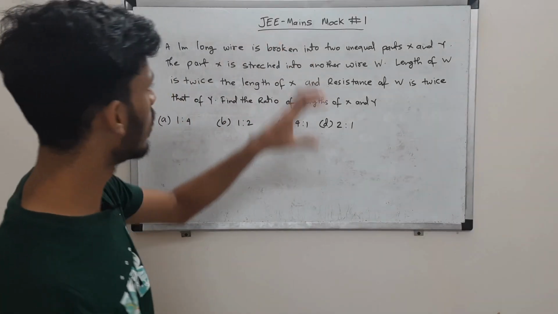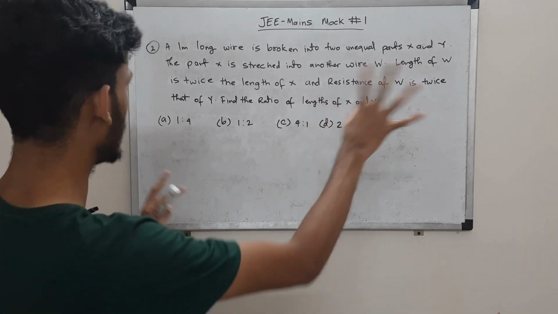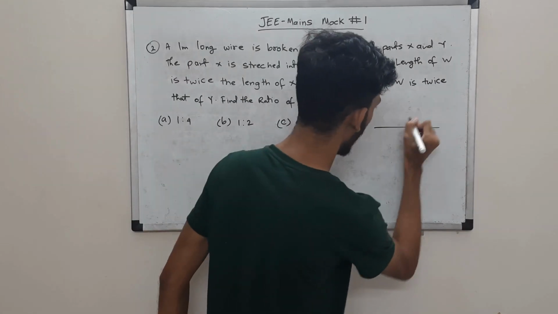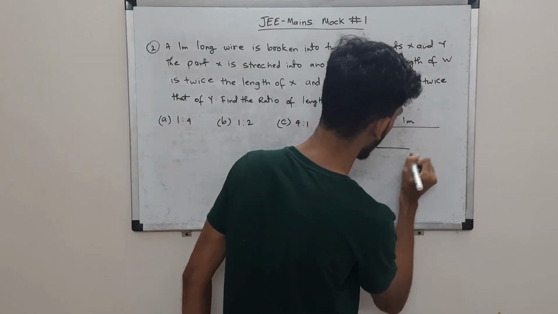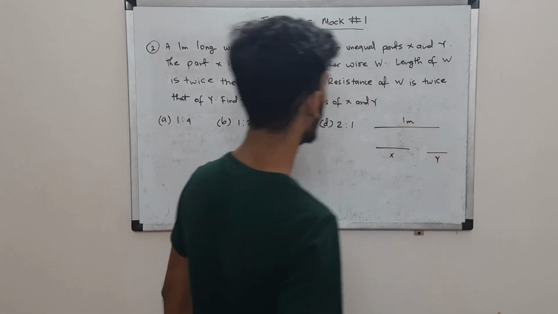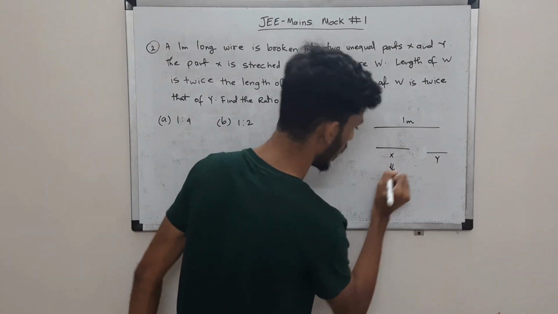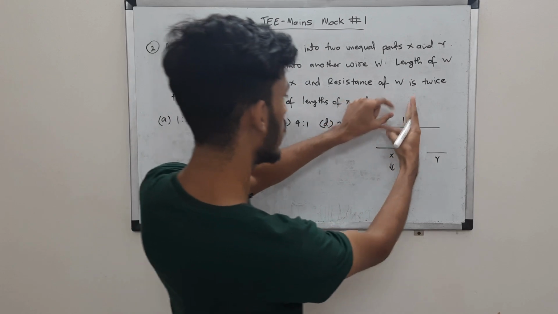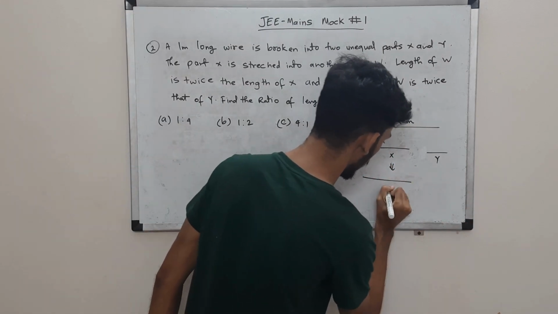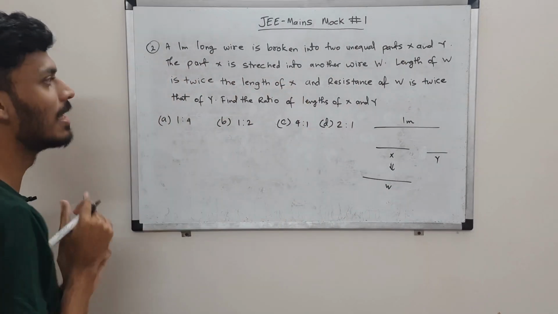In this question we have a 1 meter long wire. We are going to break it into two unequal parts, x and y. Okay, they are unequal in length. Then x is stretched into another wire, so first we are going to cut it, and now the x part is stretched so that we make a wire W. Now the length of W is twice the length of x.